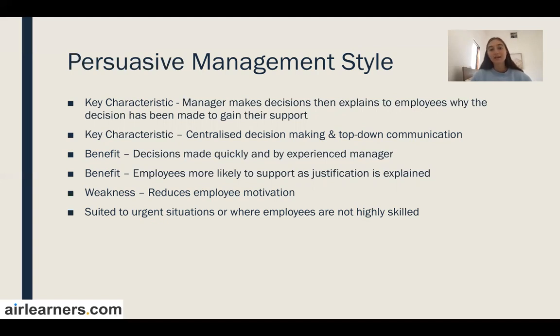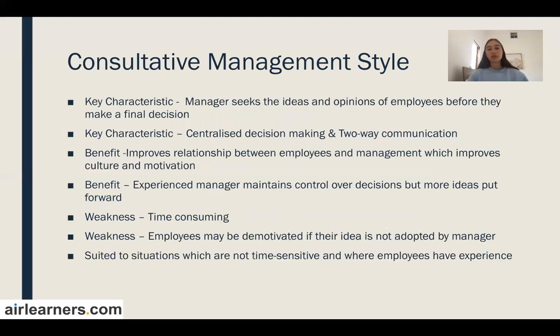But again, a weakness of a persuasive management style is that, again, employees aren't able to express their concerns and therefore it might demotivate them. Next, we move on to consultative management styles. So consultative management styles is where the manager asks for employees' opinions first, and then they make the final decision.